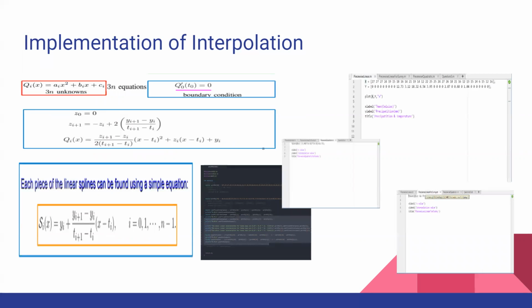So on the left side, these are our class lecture formulas. This formula is for the linear interpolation, and this formula is for the quadratic interpolation. And this code is in the C language, and it's used to calculate the formulas of the linear and the quadratic interpolation.